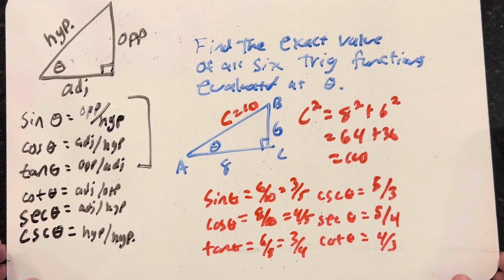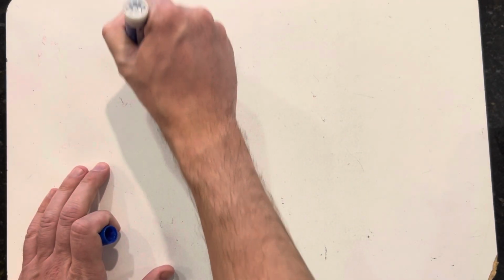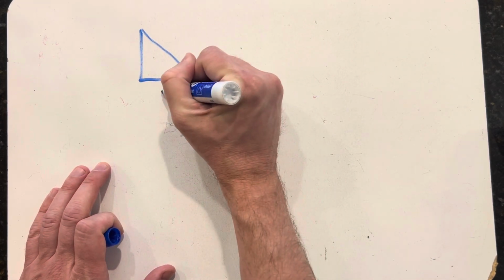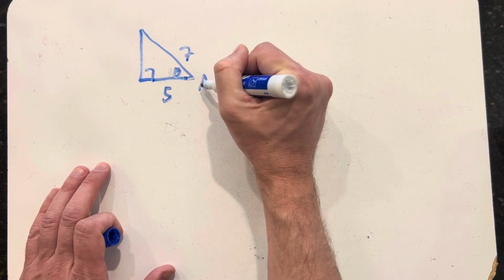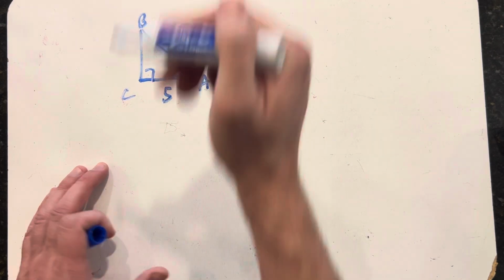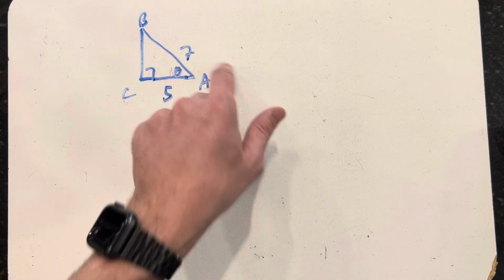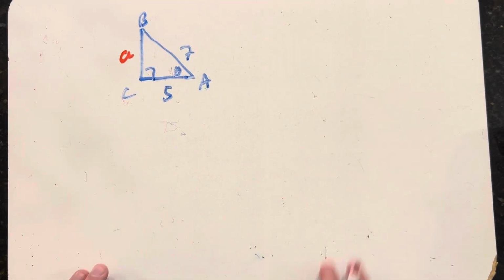All right, let's do one more example like this. Same instructions: find the exact value of all 6 trigonometric functions evaluated at the angle theta, but this time with this triangle. All right, so this time I have a side marked 5, the hypotenuse is 7, and I'm missing this side over here, which I'm going to call A just for the heck of it.